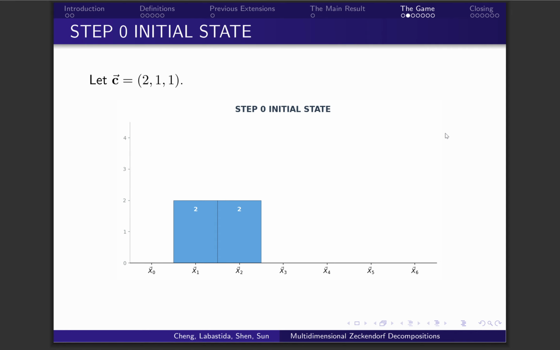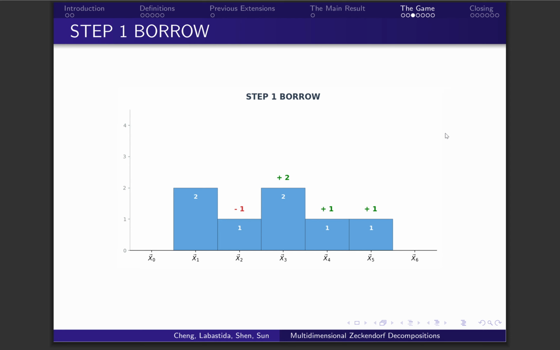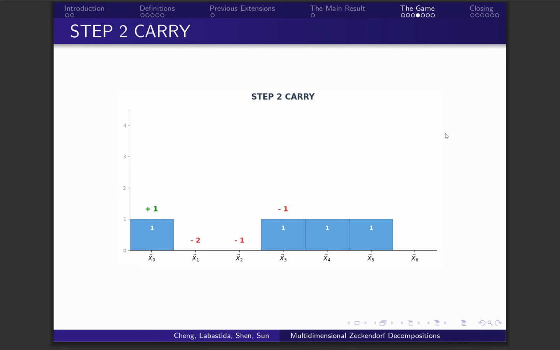Let me show you an example. Step 0 is the initial state, which means the representation 0, 2, 2. In the first step, we use the borrow. So we subtract 1 from the coefficient of vector z2 and add 2, 1, 1 to the backward. And step 2 is carry. So we absorb 2, 1, 1 into the former coefficient.